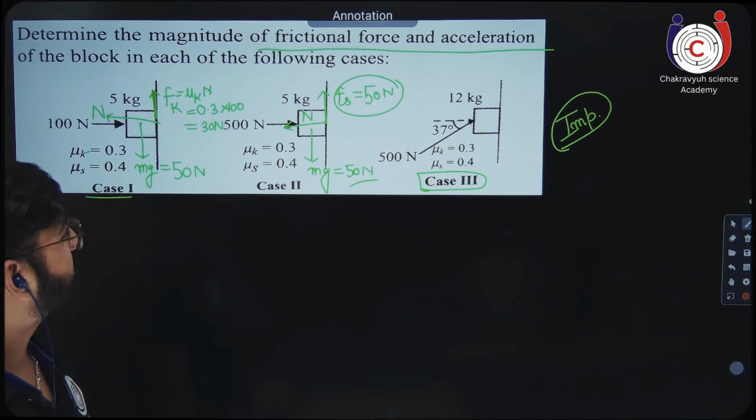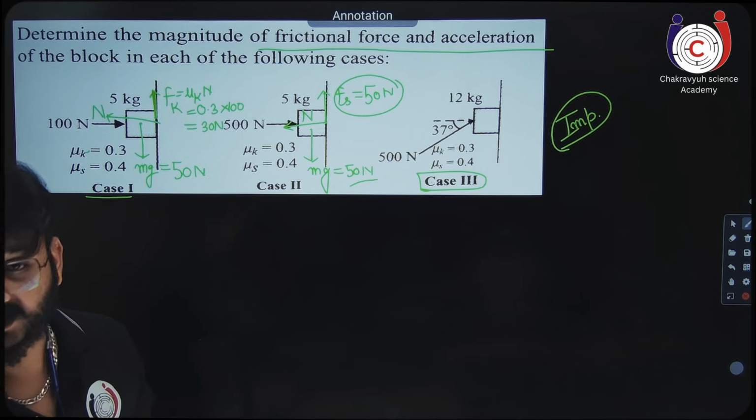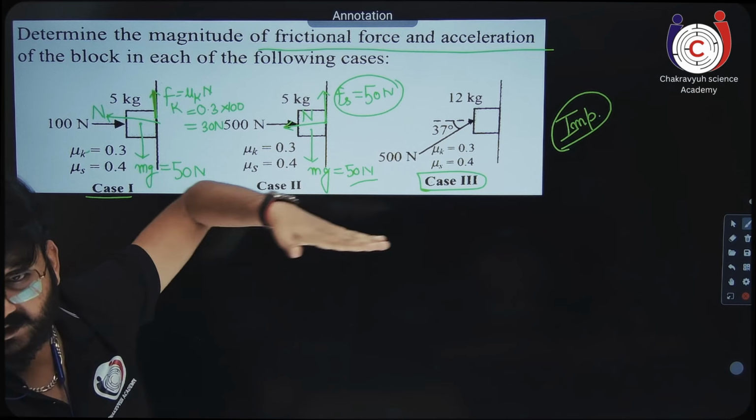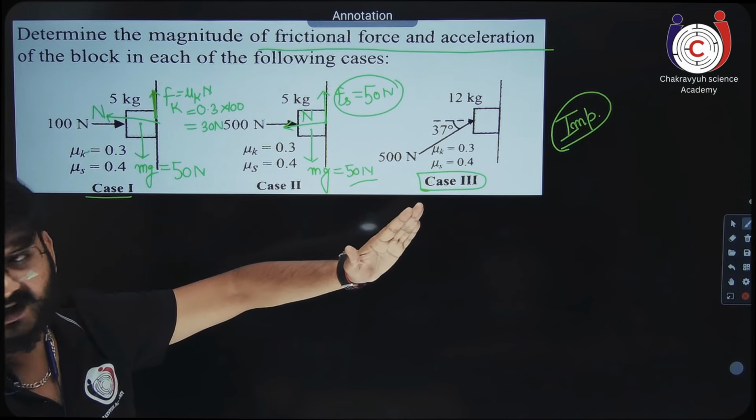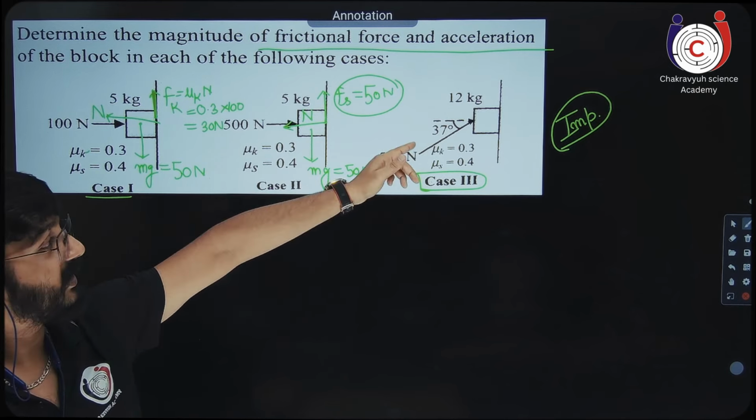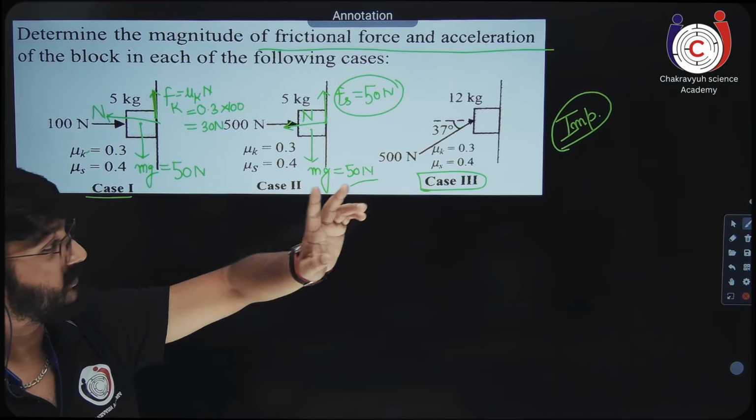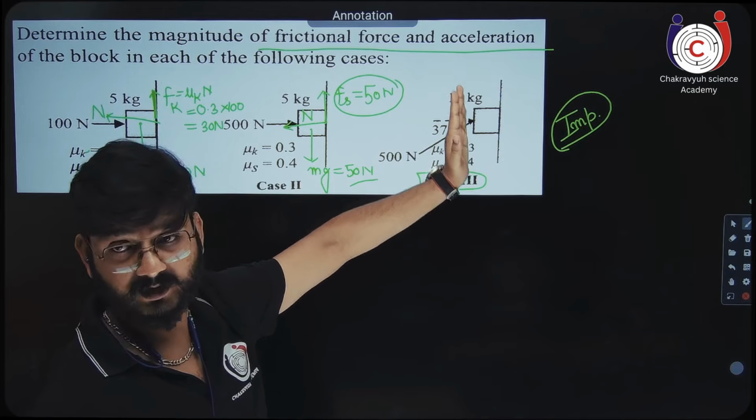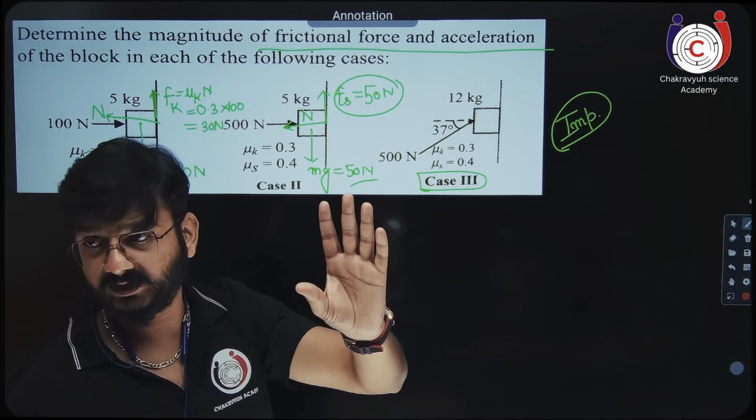Okay. Now what is the difference between case 2 and case 3? This time the force is not getting applied perpendicularly. The force is getting applied at an angle. So this force will have how many components? Two components. One along this line, one perpendicular. Okay, that's the only difference.